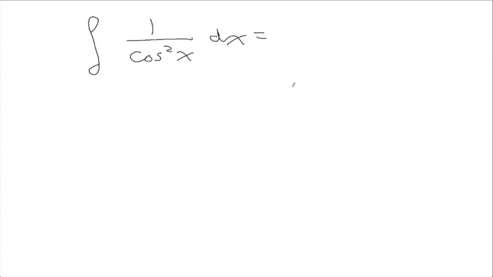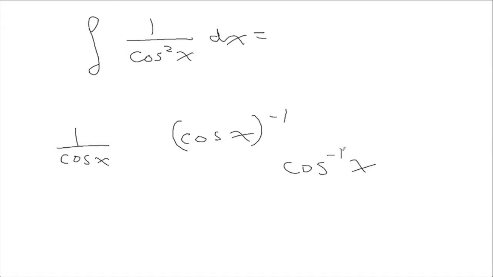One over cosine squared x. I'm not sure. Okay, let's see. Can you think of any way to rewrite this expression? Cosine x to the negative 1. Yeah, although we probably wouldn't do that. You wouldn't want to write it like this, because we know this doesn't mean exponent, it means inverse. Yeah, you could do that. That's right. Unfortunately, yeah, that would work.